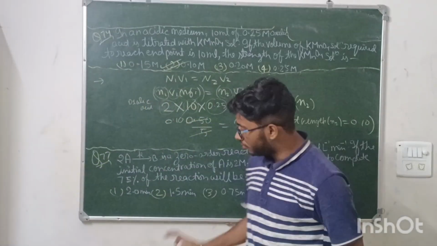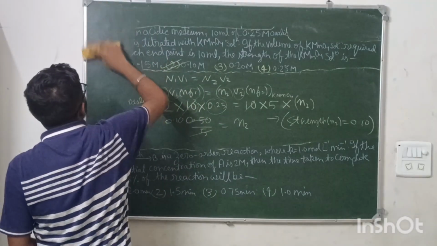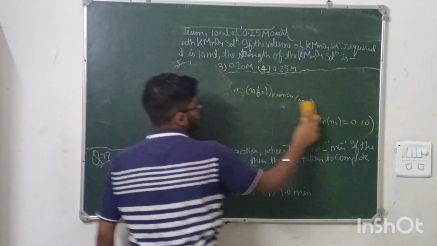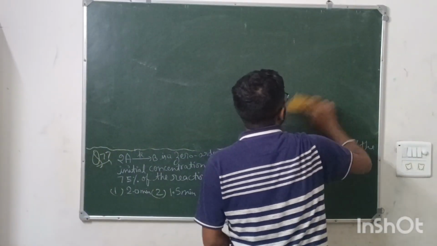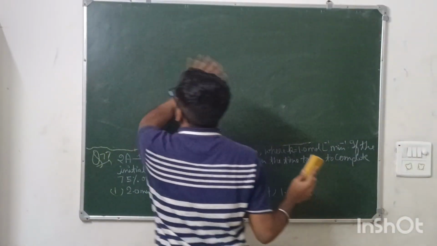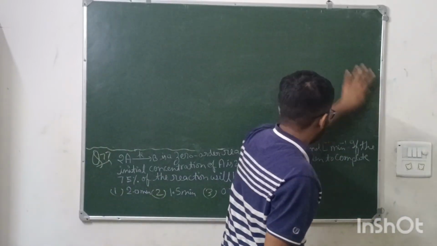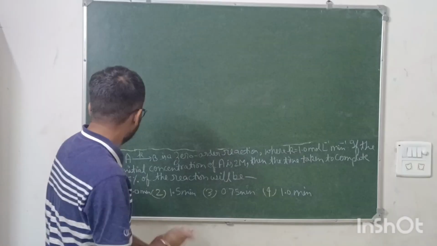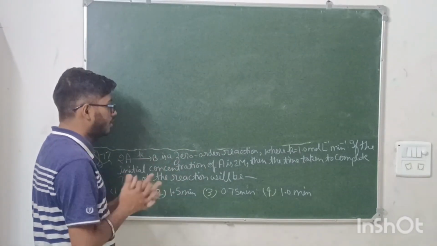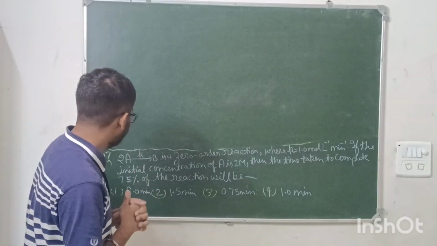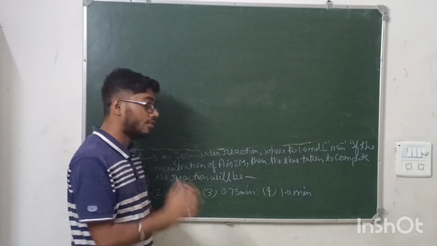Now coming on to the main question. This question is quite interesting. It is the last question, from the chapter kinetics. Here you have been given a zero order reaction, 2A gives B, where K is 1, and the initial concentration of A is 2 molar. Then find the time taken to complete 75% of the reaction.